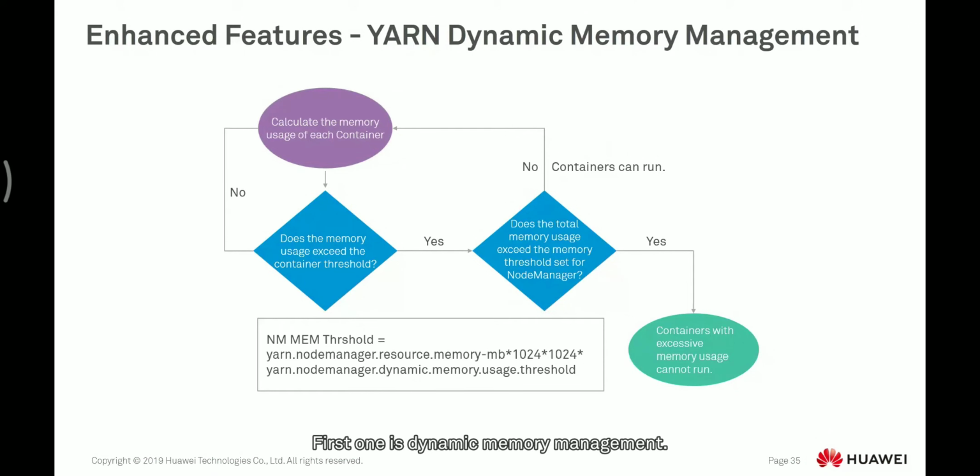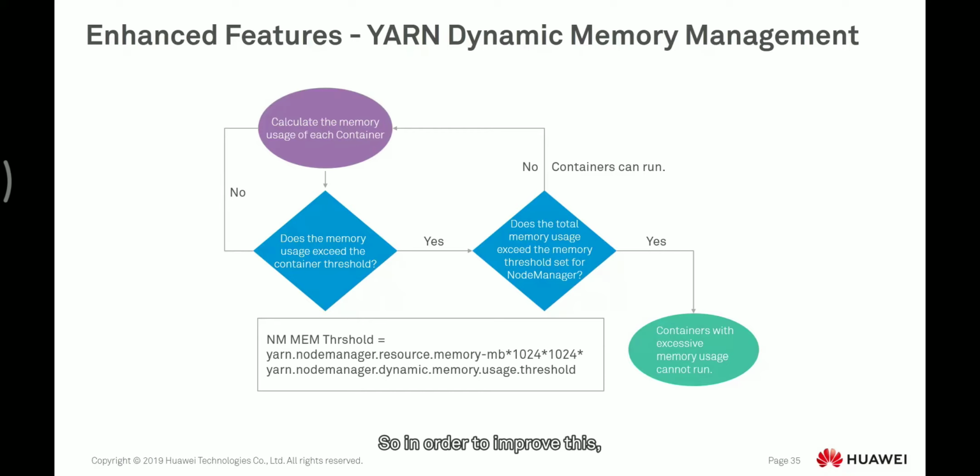First one is dynamic memory management. This feature is used to optimize the memory usage of containers in Node Manager. While in earlier versions of Yarn, Node Manager will kill the containers that exceed the container's memory threshold, even though the total configured memory utilization of the node is low. As a result, consumer jobs fail frequently.